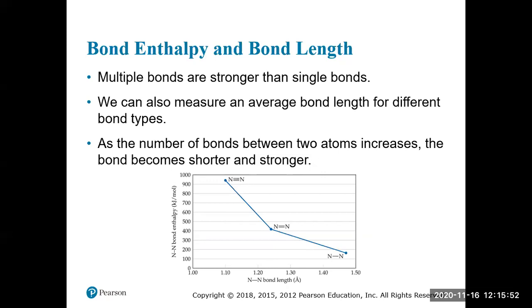And I believe you saw that in the lab, that triple bond length was shorter than double, double was shorter than single. And so the thing to remember here is, as the number of bonds between 2 atoms increases, the bond becomes shorter and stronger. So that's the takeaway I want you to have on this part.